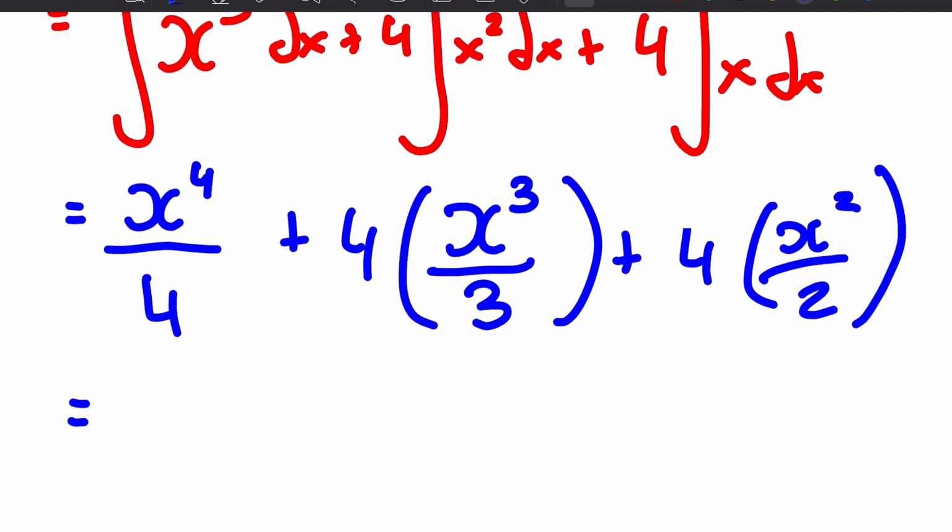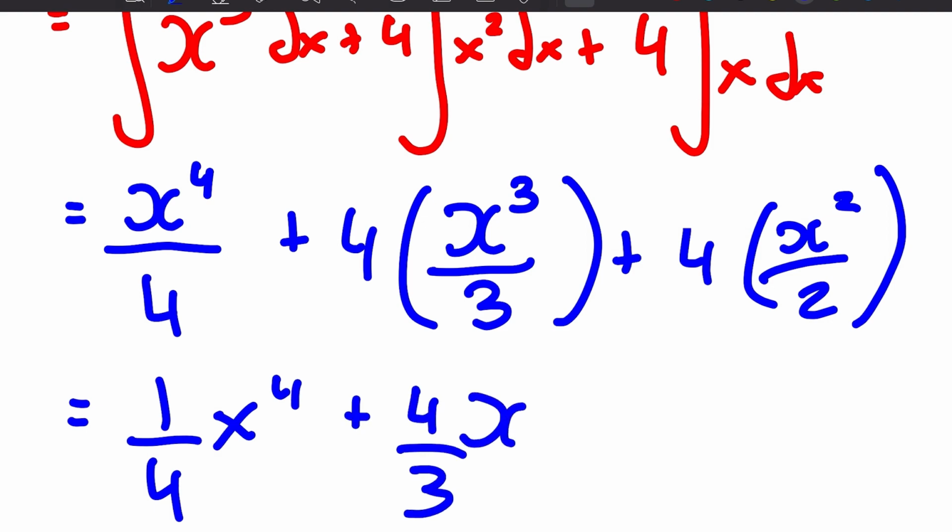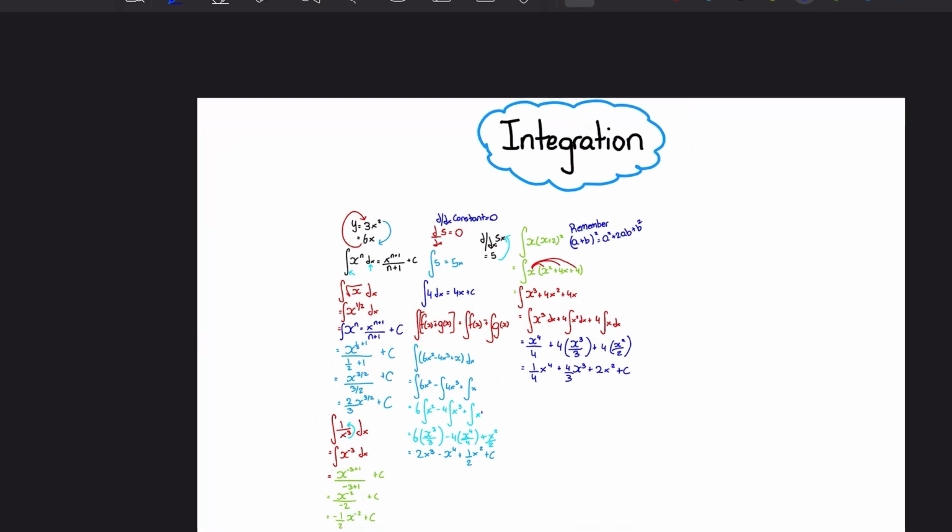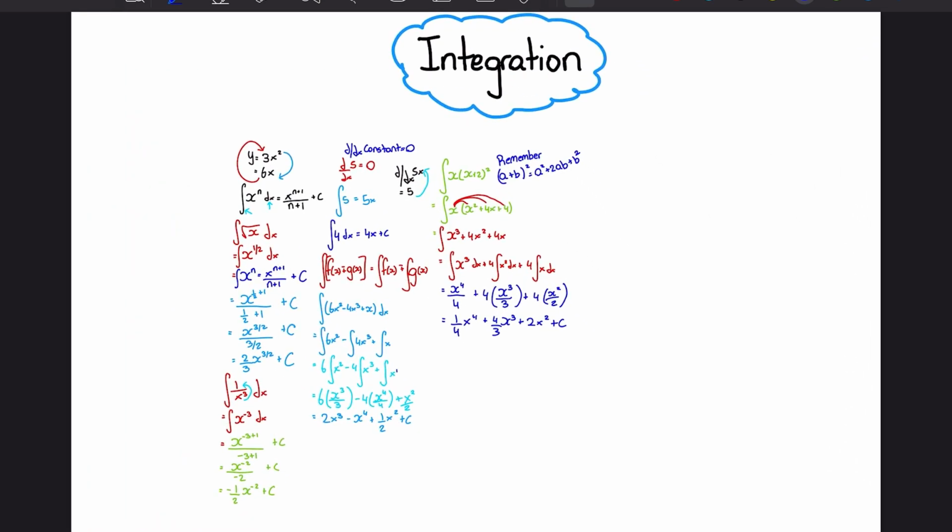Now let's simplify this. It's going to be equal to 1 over 4 x to the 4 plus 4 over 3 x to the 3 plus 2x squared plus c. And that is integration. This is also called the indefinite integral. This means that there are no limits in this integration, and I will of course teach you some integration with limits very soon. But right after this, I'll be teaching integration with trigonometric functions, and we'll continue from there.